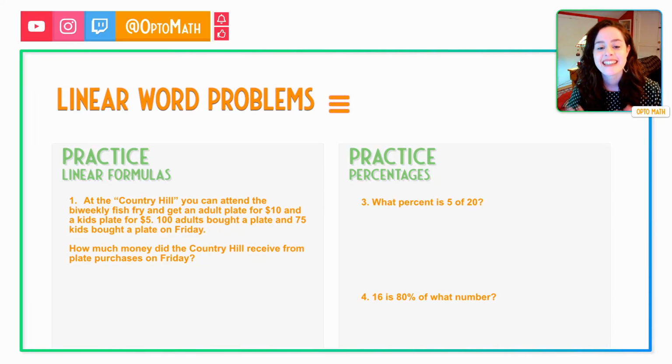Hey Opties! Today we're talking about linear word problems and we're going to do some practice. First, let's take a look at our linear formulas practice. This will include standard form and slope-intercept form.